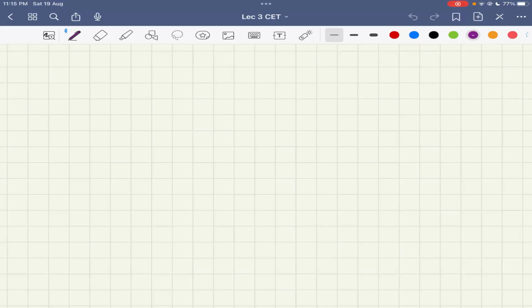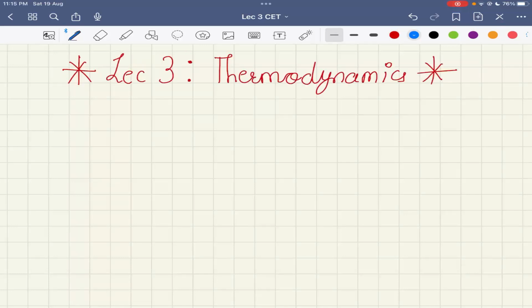So in today's class we are going to delve deeper into it, and then we are also going to define some path functions as well, which are heat and work. So let us begin. This is lecture 3, thermodynamics. The first topic which we are going to see today is internal energy change. Internal energy change as a state function.